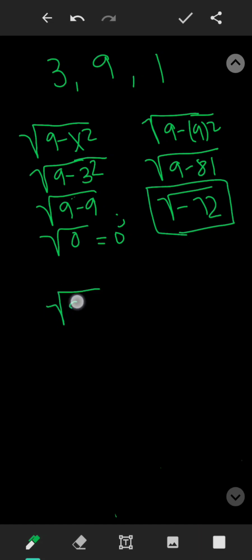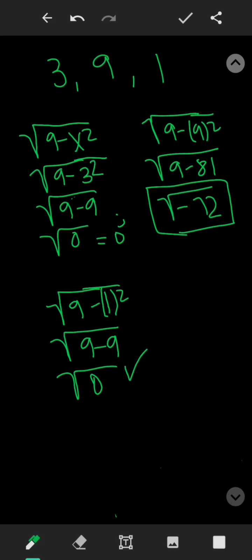So we can go ahead and try the 1. 9 minus 1 squared should have been 9 minus 1, which is 8, but I messed up. But hey, it was still positive and worked. So our number that is going to give us an imaginary answer will be 9.